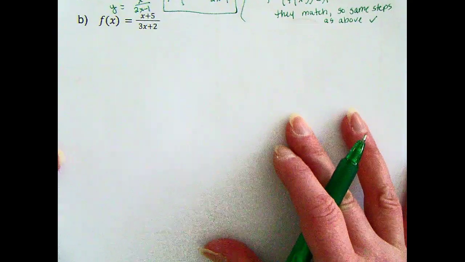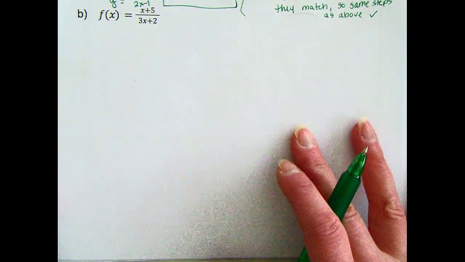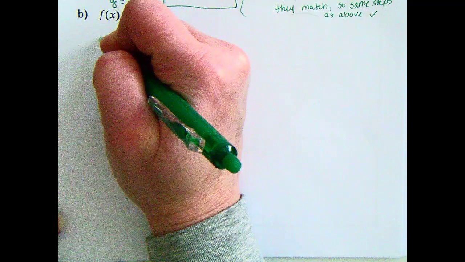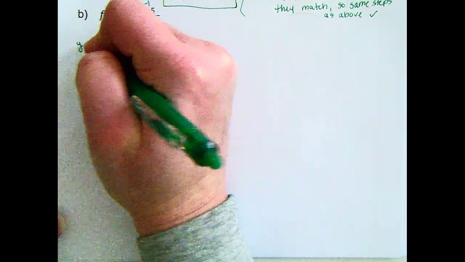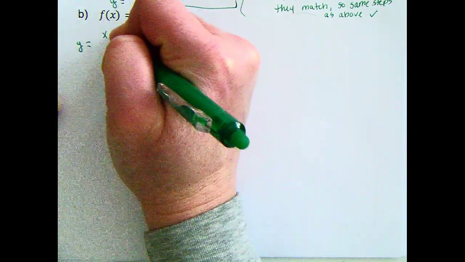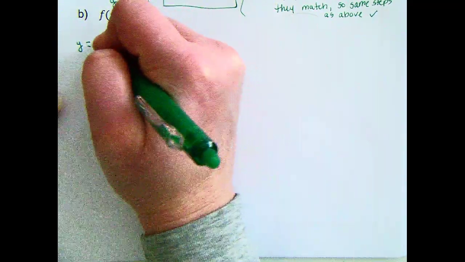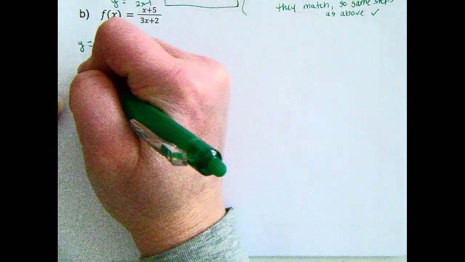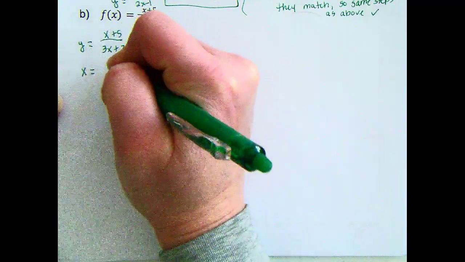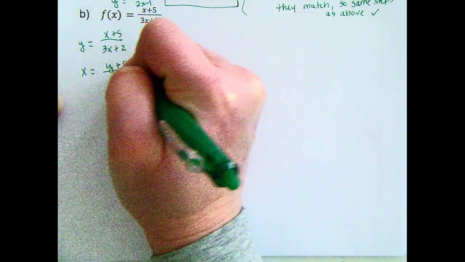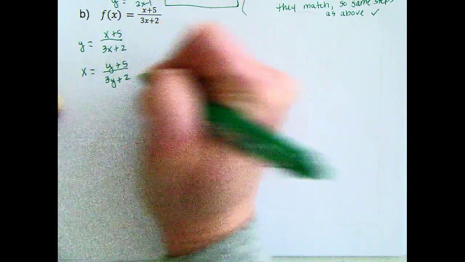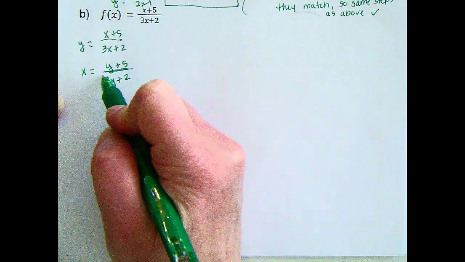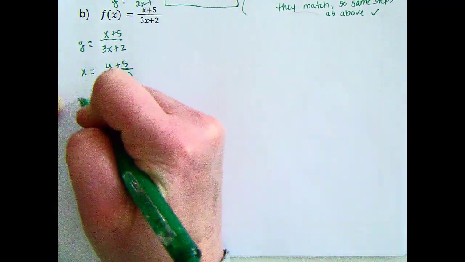If I'm going too fast for you, you can pause and rewind at any point in time, don't forget. So again, f of x is a big fat y. I currently have, how can I give myself more room? y is equal to x plus 5 over 3x plus 2. First step is to always switch your x and y. So y becomes x, x becomes y. Now you're going to solve for your new y. Since I'm dividing by this whole quantity, I'm going to multiply the whole quantity over.